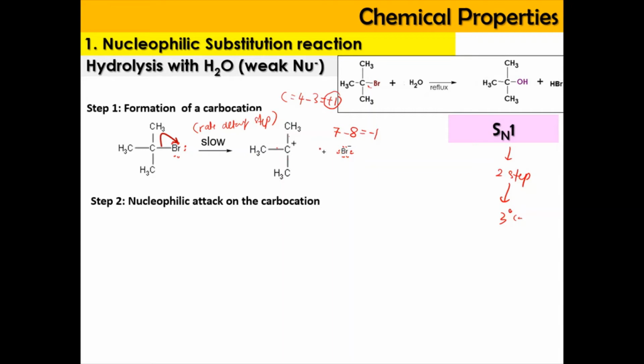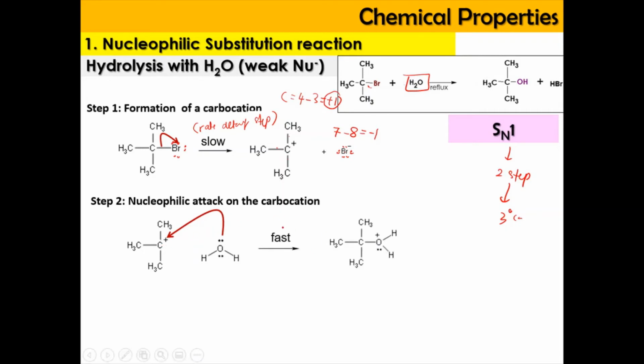Okay, now step 1 is done. Now we're going to do step number 2, which is the nucleophilic attack. So because we have a positive charge here, our nucleophile here is now water. So water is the weak nucleophile. Water will use its lone pair to attack the C plus here. And this is a fast reaction. And the O will attach to the carbon.